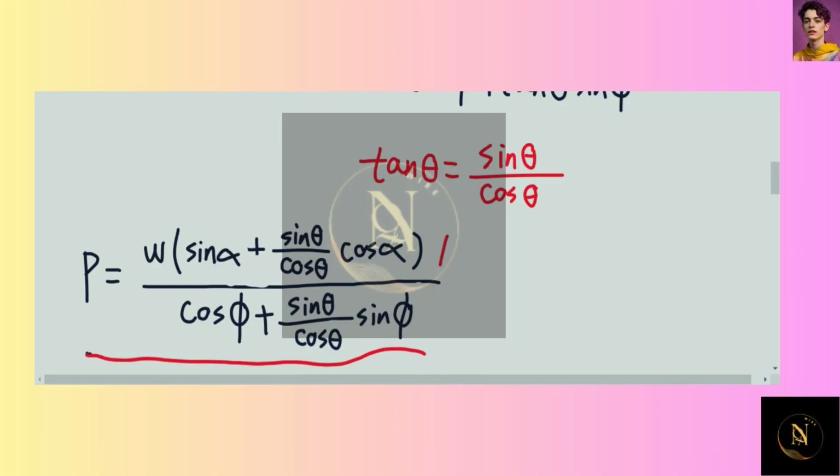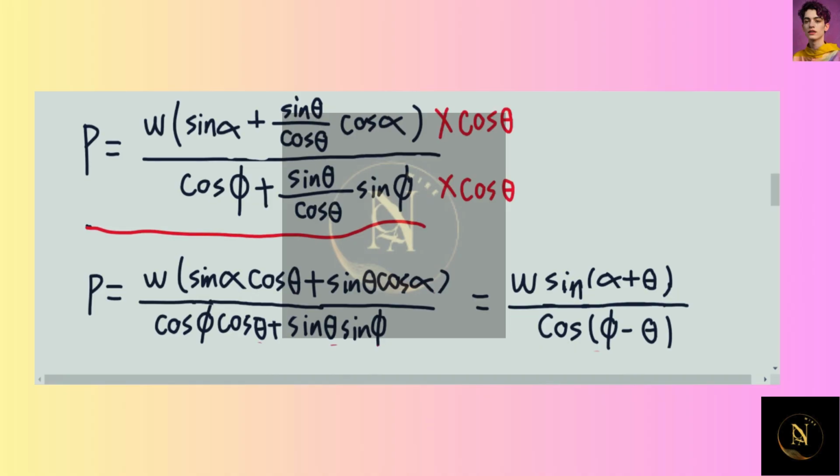So now let's multiply by cosine theta up and down. And this will give us force P is equal to W times (sine alpha cosine theta plus sine theta cosine alpha) over (cosine phi cosine theta plus sine theta sine phi), which is equal to W times sine (alpha plus theta) over cosine (phi minus theta).